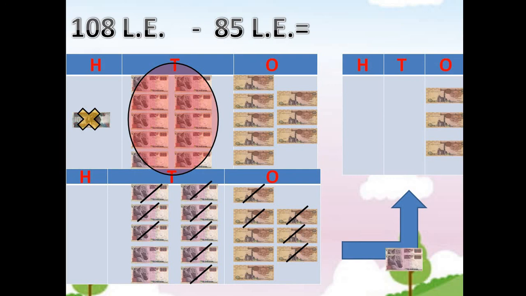Now I will begin subtracting. I want to take 5 from 8 ones. So I can take it easily. No problem in that. And I can take 8 from 10, so I will take 8 from the tens. No problem in that. And in hundreds we have nothing here. So the rest with me will be in the ones 3, and in tens, 2 tens, and in hundreds, nothing here. So 108 LE minus 85 equals 23 LE.